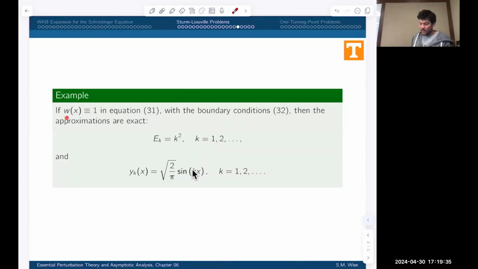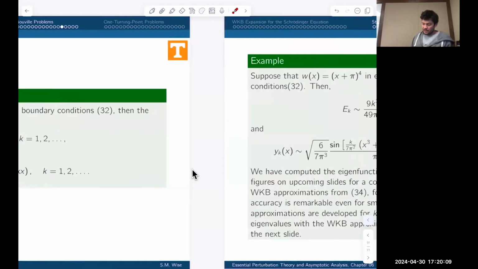So for our canonical eigenvalue problem, where the weight function W is exactly equal to 1, our WKB method predicts that the eigenvalues for K large are going to be K squared, but those are the exact eigenvalues. And it says that our eigenfunction should be square root of 2 over pi times sine kx. That turns out to be exact as well. So the WKB approximation is exact whenever W is exactly equal to 1. But that's not a truly realistic example.